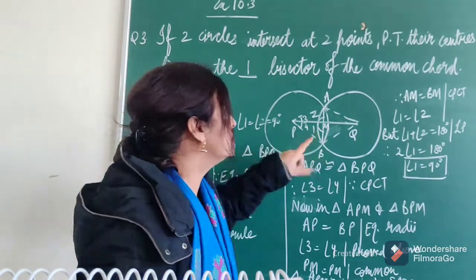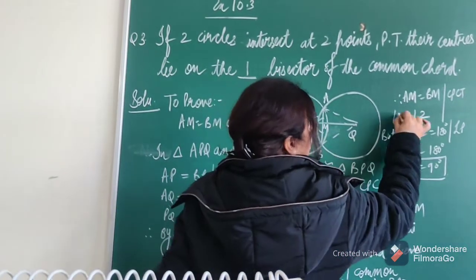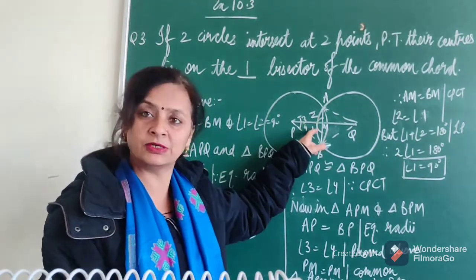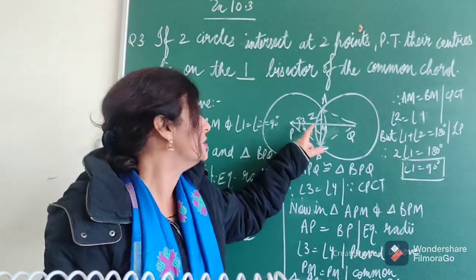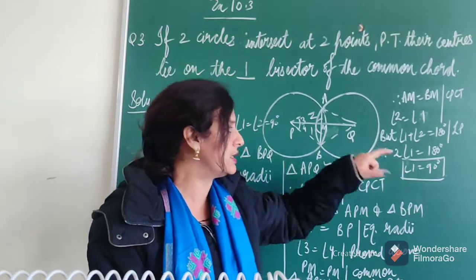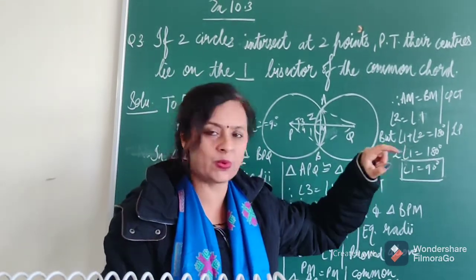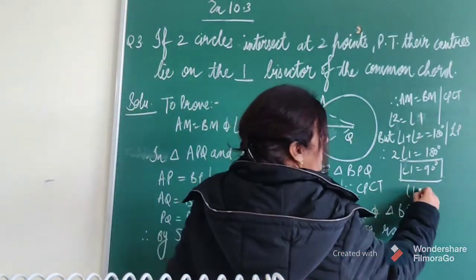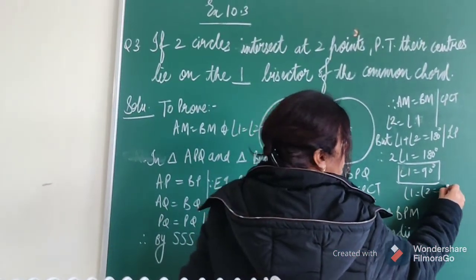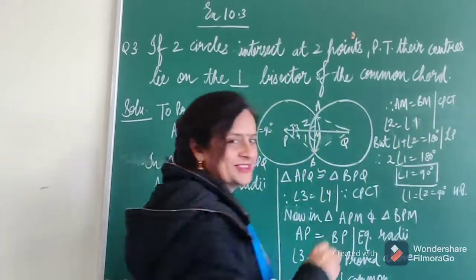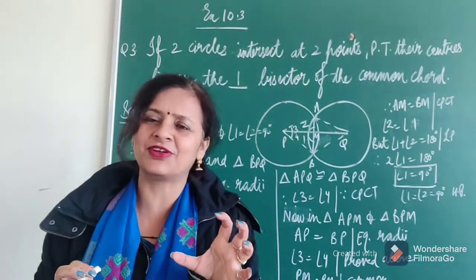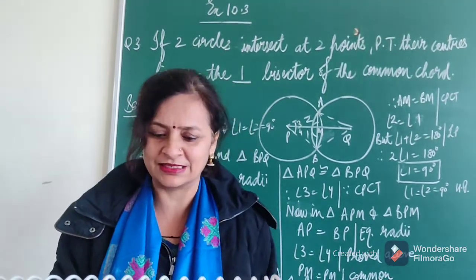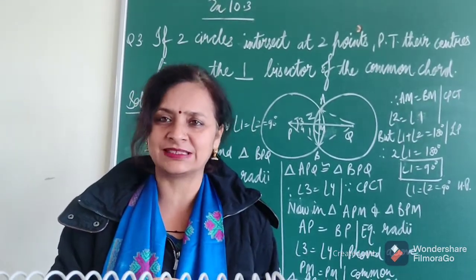Therefore, AM is equal to BM by CPCT, and angle 1 is also equal to angle 2 by CPCT. Angle 2 is a part of the first triangle and angle 1 is part of the second triangle. But angles 2 and 1 make a linear pair, so angle 1 plus angle 2 is equal to 180 degrees. That means double of angle 1 is equal to 180 degrees, so angle 1 is equal to 90 degrees. That means angle 1 is equal to angle 2 is equal to 90 degrees. Hence, I told you it is a little bit difficult. The language is difficult. Once you have understood, the question will become easy. So let's do the next exercise.